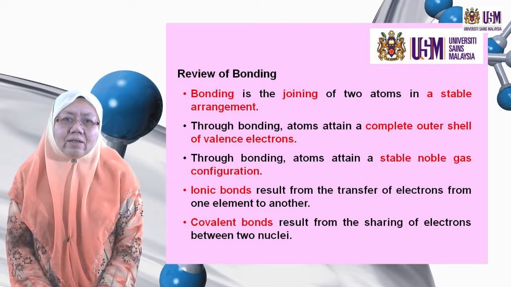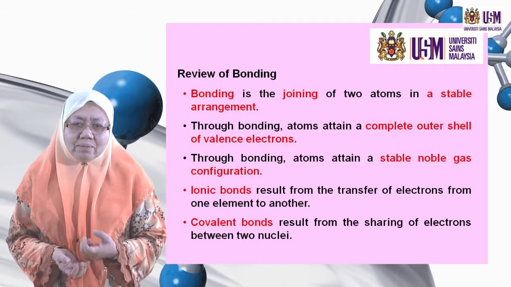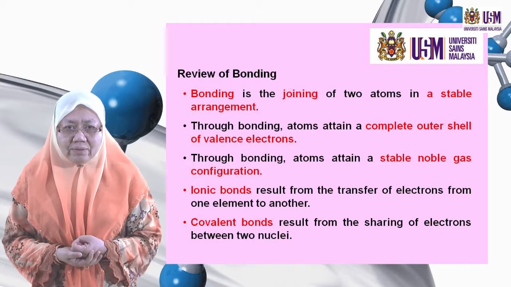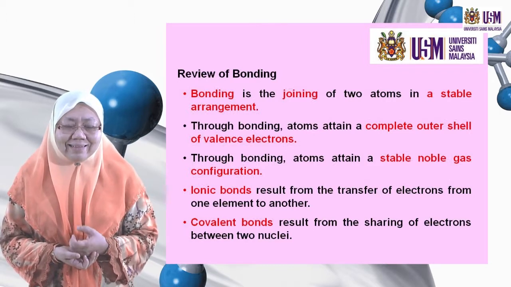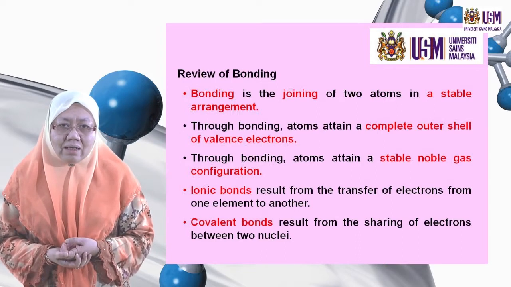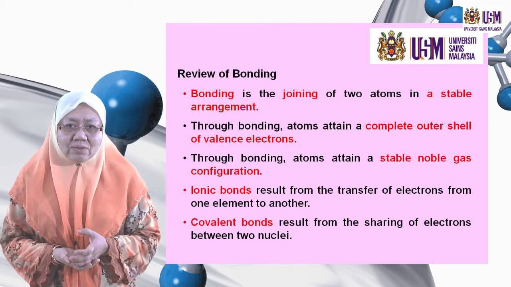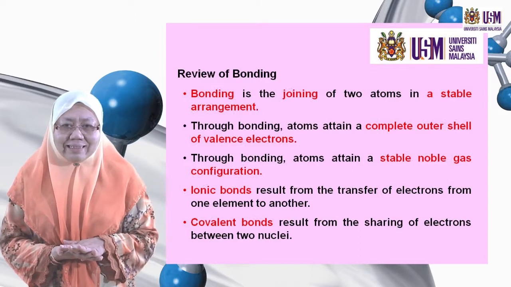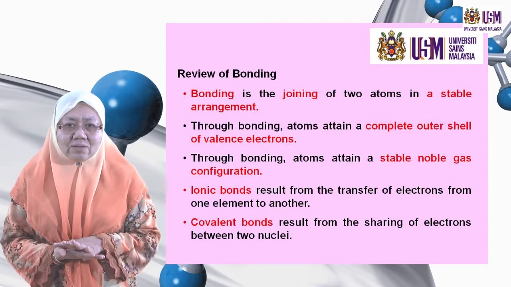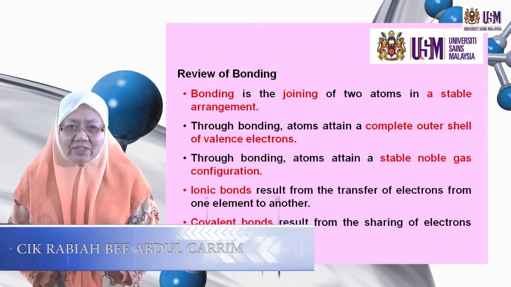For all organic molecules, we need to study the bonding that exists in a molecule. There are many types of bonding. So now we are going to review the types of bonding that exist for organic molecules. Actually, a bond is a joining of two atoms in a stable arrangement. Through this bonding, atoms will attain a complete outer shell of valence electrons, and also a stable noble gas configuration.